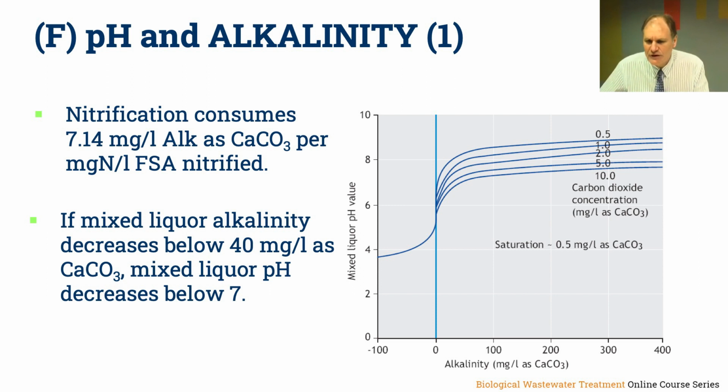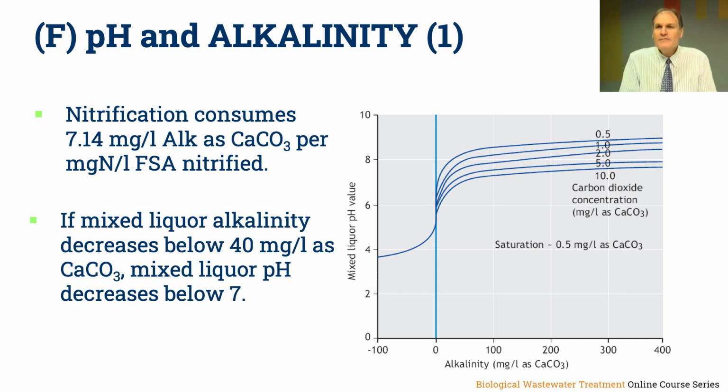So if we're working, let's say, with a carbon dioxide concentration of 2 milligrams per liter of CaCO3, if the alkalinity is 300, then the pH would be around 8. And as the alkalinity decreases, there is very little change in pH. But as soon as the alkalinity reaches about 40 milligrams per liter, suddenly the pH begins to decrease very sharply.